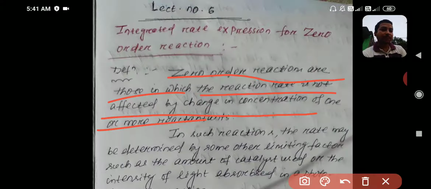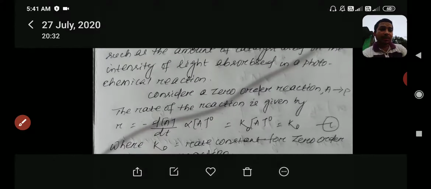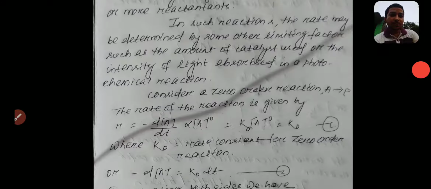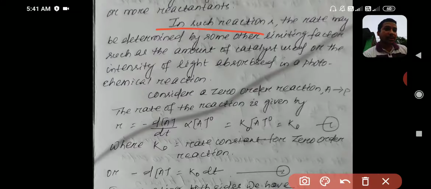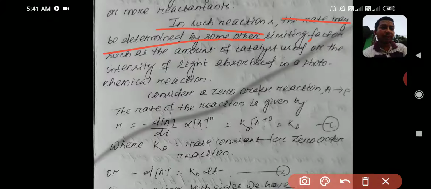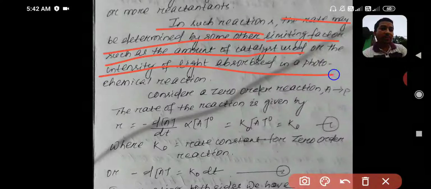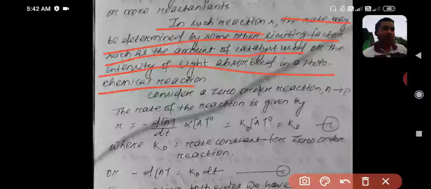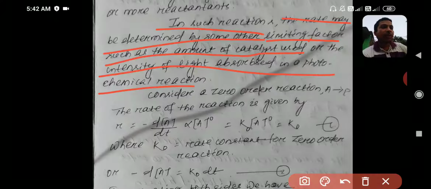Moving on to the next point. In such reactions, that means in zero order reactions, the rate may be determined by some other limiting factors, such as the amount of catalyst used or the intensity of light absorbed in photochemical reactions. So in case of zero order reaction, since the concentration is not changed, the rate may be determined by some other factors.